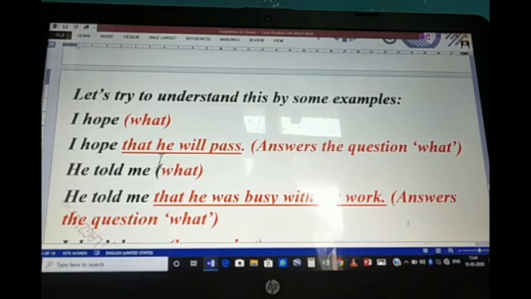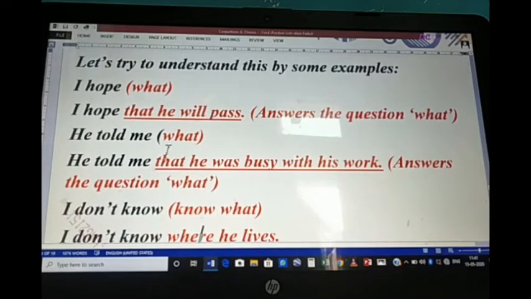मिसाल के तौर पर, I hope that he will pass. I hope what? मुझे क्या उम्मीद है? That he will pass. That he will pass यहाँ answers the question what. What सवाल का ये जवाब देता है. तो इस तरह से हम कह सकते हैं कि जो that he will pass, ये जो क्लास है, this clause is a noun clause because it functions as a noun. It answers the question what. So any word, if any word answers the question what, that is a noun. If a clause answers the question what, that is a noun clause.